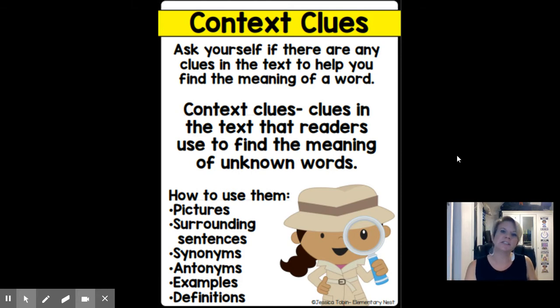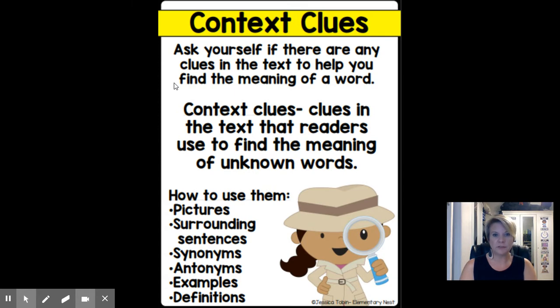Today we are going to continue on with learning about context clues that you just learned about in the previous video. So context clues are where you are going to try to figure out what a word means by reading the text around a word. So on this anchor chart, you can look at the top that says, ask yourself if there are any clues in the text to help you find the meaning of a word.